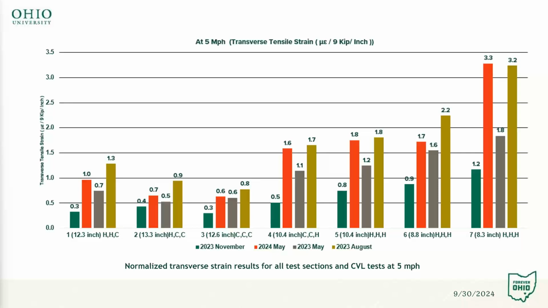So this graph shows the normalized transverse strain, the results for all test sections at 5 miles per hour. So this was normalized to 9 kips per inch of thickness. And in parentheses, if you can see, we took the actual core thickness as opposed to the design thickness, and looked at the data and normalized it for each of the tests that we conducted, May of 23 through May of 2024. And as expected, we can see that the high strains are in the thinner section, section 7. And then section 2, which was kind of the thickest section, had the lower strain readings, although section 3 is kind of close behind.